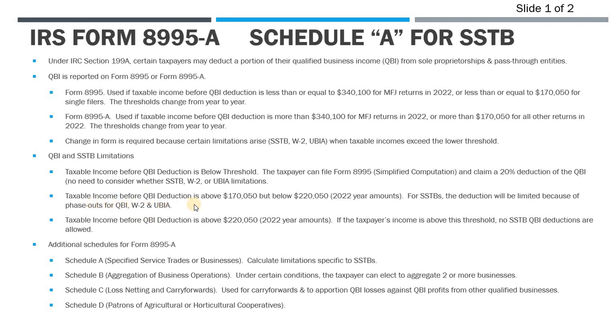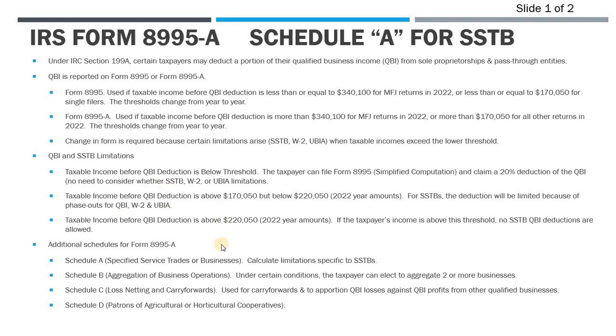Now, when your taxable income before the QBI deduction gets over this initial threshold, but it's still below $220,050, and this is the 2022 year amounts, there's a $50,000 range there. If you're within this range, the specified service trade or business income deduction is going to be limited in some part. This is because SSTBs have a phase out on their QBI, and then we also have reductions that need to apply to the W-2 and UBIA amounts.